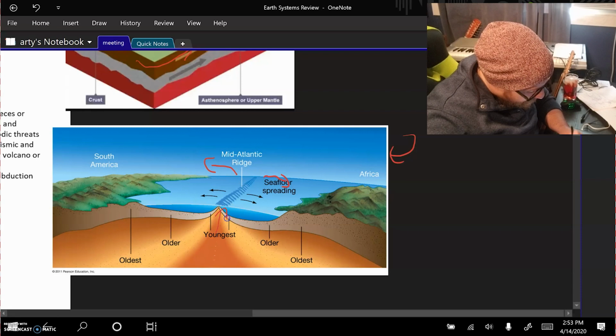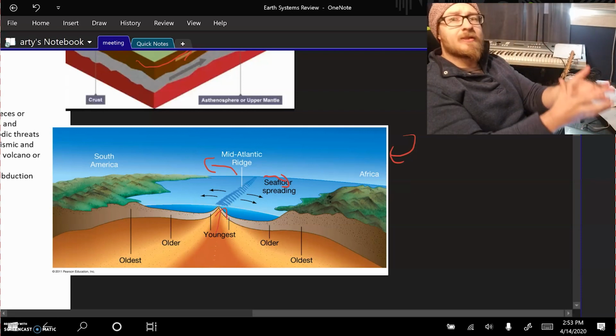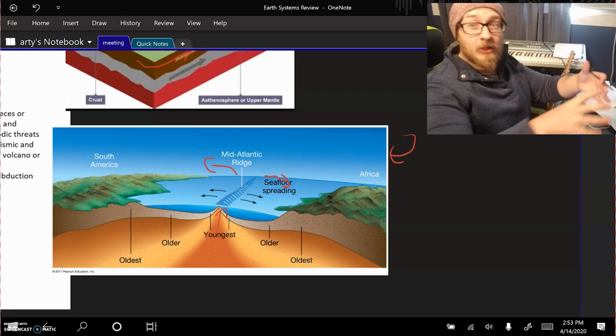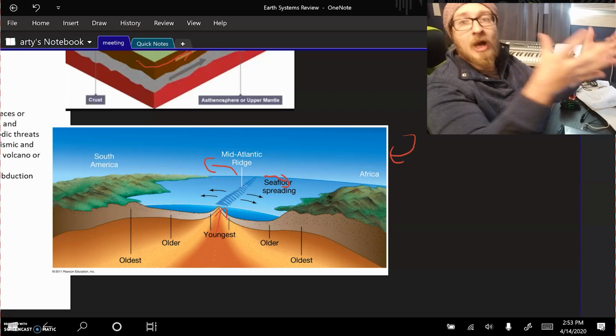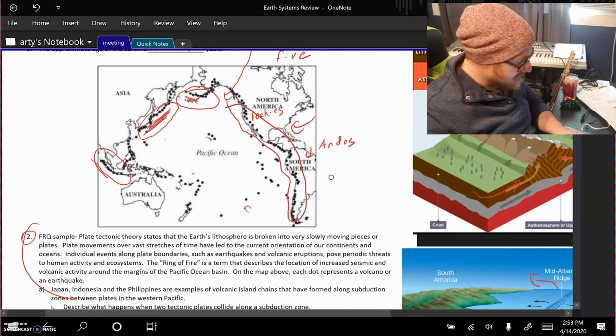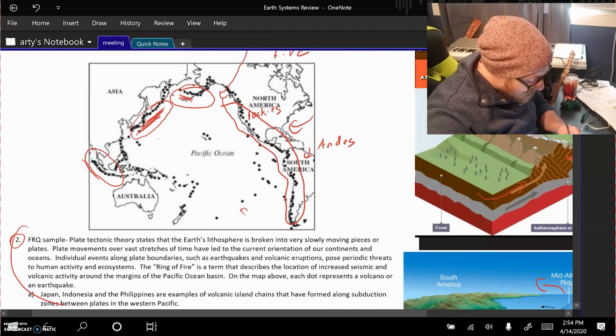Up here, it's going to open up an area where magma from underneath these plates can come up and cool off and become new crust, become new rock, right? So that's seafloor. So that's what happens at a divergent plate boundary. And that is going to happen here.